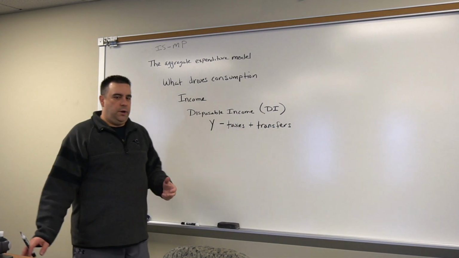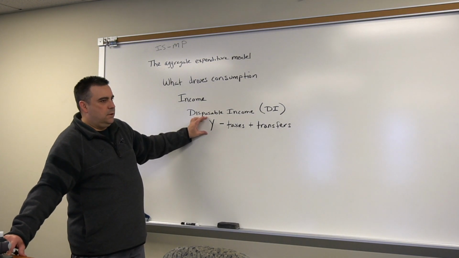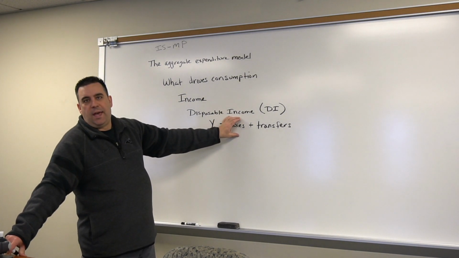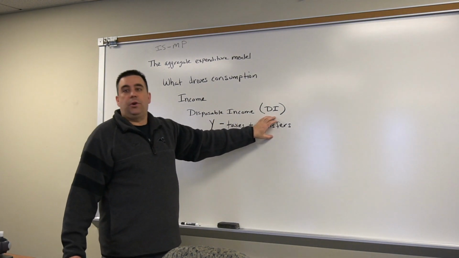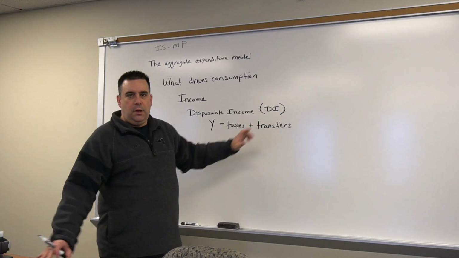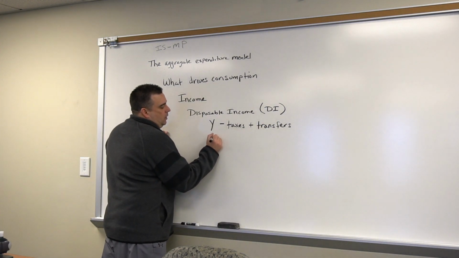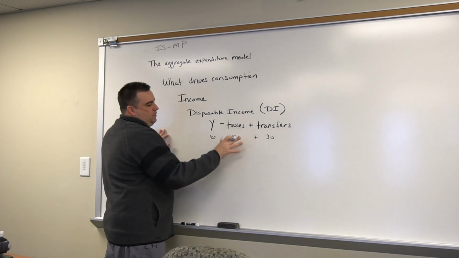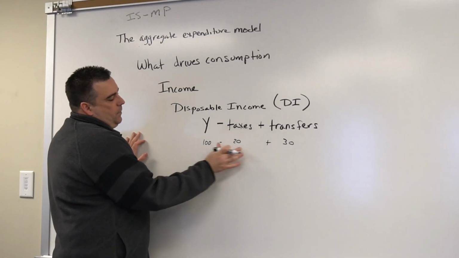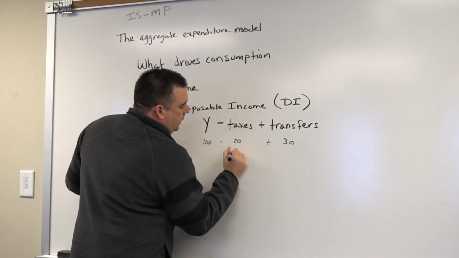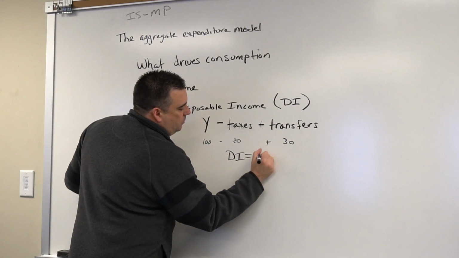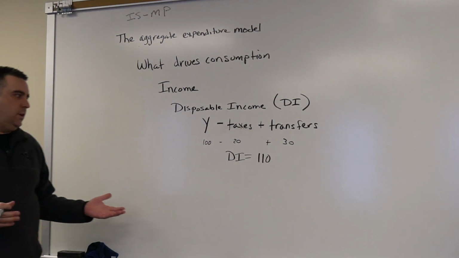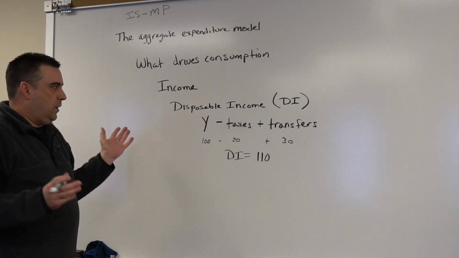So if we have someone, maybe they make $100 at their job, but they pay $20 in taxes, and they receive $30 in Social Security income, right? So their disposable income would be 100 minus 20 plus 30. Again, keep these separated out. So 100 minus 20 is 80, plus 30. The DI in this case would be 110. So disposable income is your income after any adjustments for taxes and transfers.